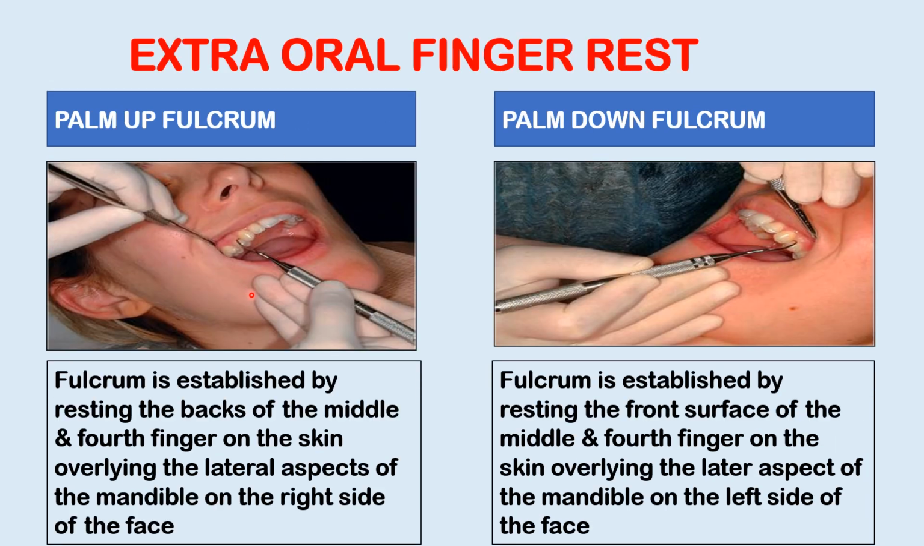Now talking about the various extraoral finger rests, the first one is the palm up fulcrum. In this, the fulcrum is created by resting the back surfaces of the middle and the ring fingers on the skin over the lateral side of the mandible on the right side of the face. Coming to the palm down fulcrum, in this we can see that the fulcrum is established by placing the front surfaces of the middle and the ring fingers on the skin over the lateral aspect of the mandible on the left side of the face.